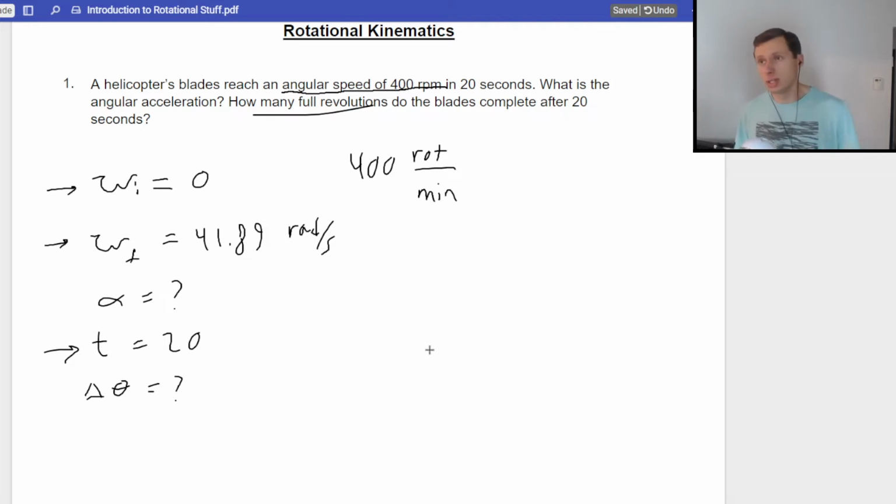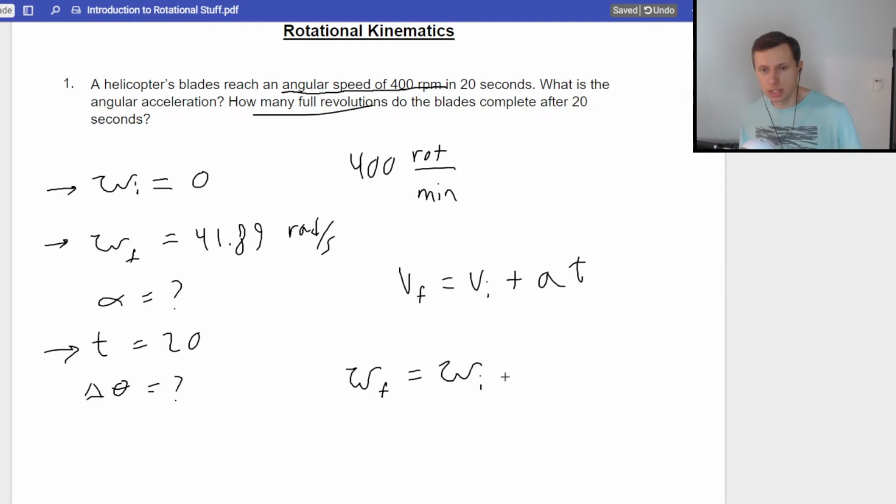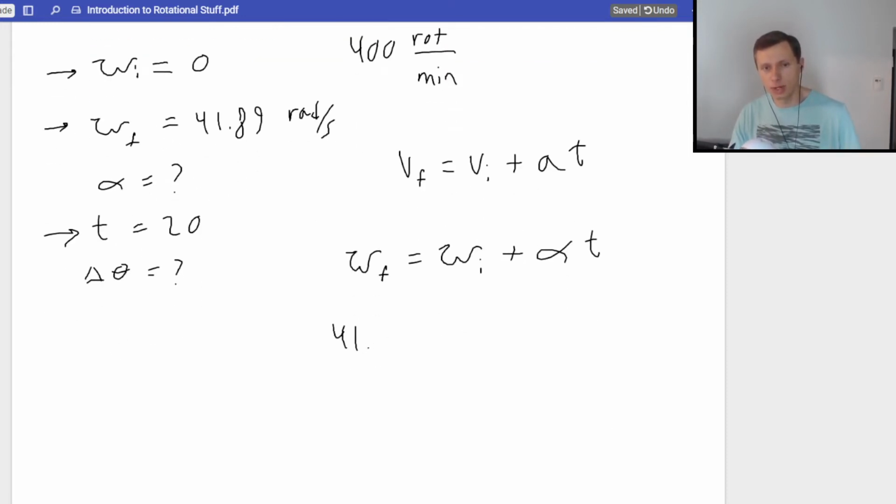Now, if this were linear motion, linear kinematics, I would say that equation is v final equals v initial plus acceleration times time. Except we don't have those variables here. We have their angular counterparts. In other words, we have omega final equals omega initial plus alpha times time. Did I lose anyone so far? Okay, good. So then omega final is going to be 41.89. That's equal to omega initial, which is 0, plus alpha, which is unknown, times a time of 20 seconds.